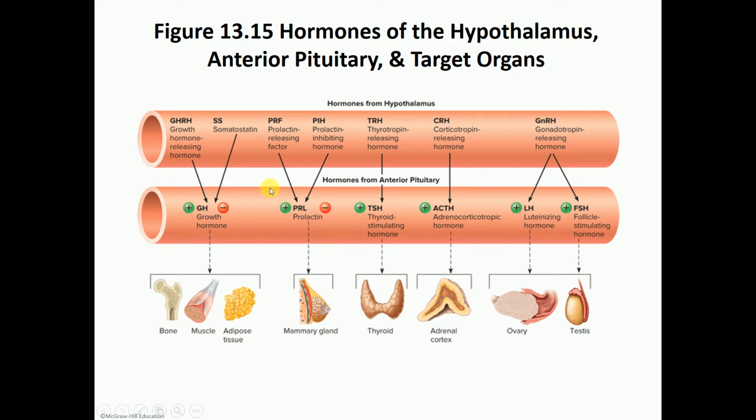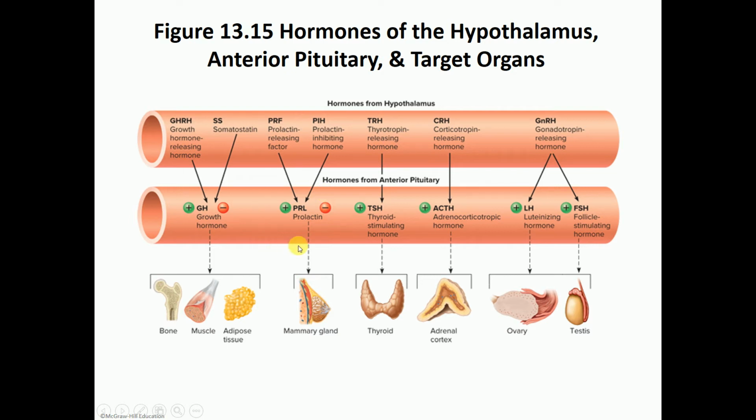Now, growth hormone, if it is stimulated and if it is secreted, has three target cells. First target is the bone, second would be your muscle, and third is the adipose tissue. And it will obviously stimulate the growth of all three of those target cells. So it stimulates the growth of bone, it stimulates the growth of muscle tissue, and it stimulates the growth of the adipose tissue.